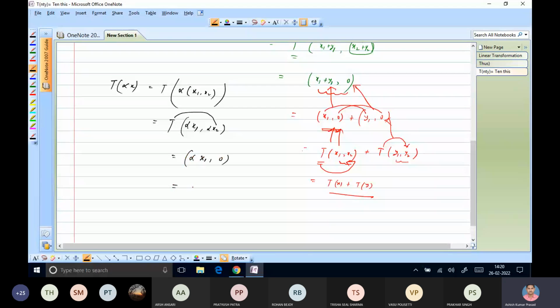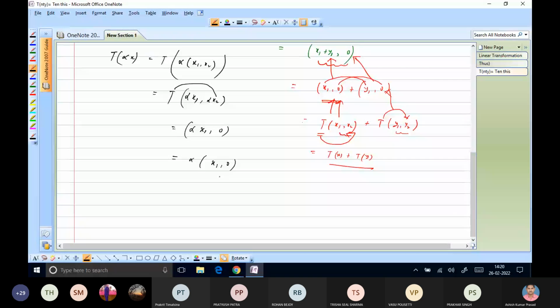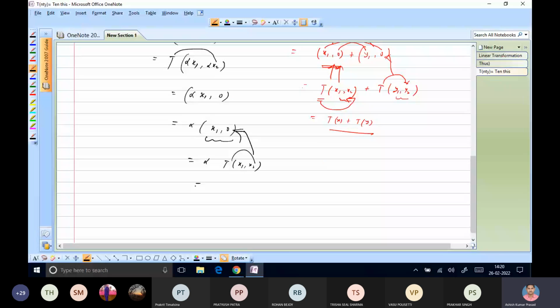I will get it like this. So how can we write this? As alpha times x1, 0. Now how can we write this as alpha times T image of x1, x2, because the action of T is that it makes the second component 0, and finally you will get alpha times Tx. So all the properties which are required to be a linear transformation are satisfied, and as such T is a linear transformation. All right.